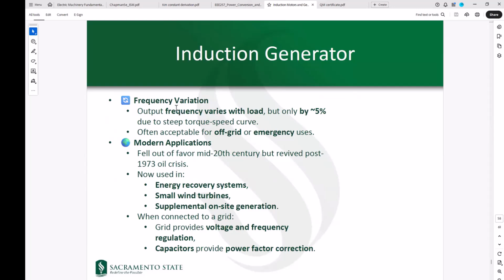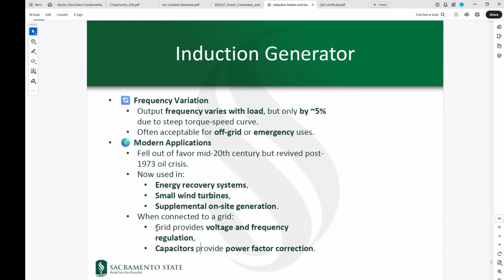Frequency variations: the output frequency will vary by the load, around 5%. Often acceptable for off-grid and emergency uses, but in modern applications, we really need to be careful with that. Because if all of your renewable generation is induction generators, they cannot have a good feature on the frequency of the system. They are used nowadays in small wind turbines, supplemental on-site generation.